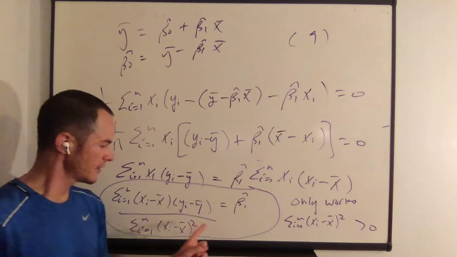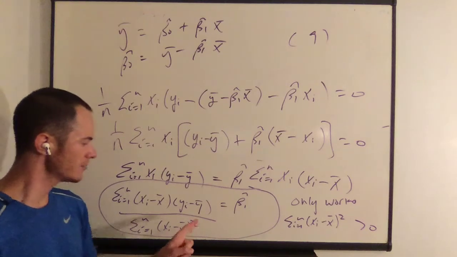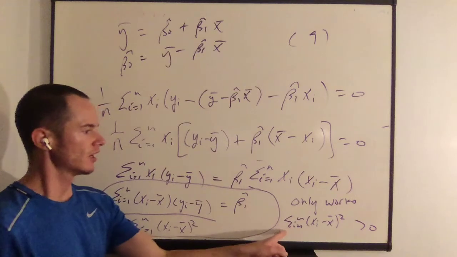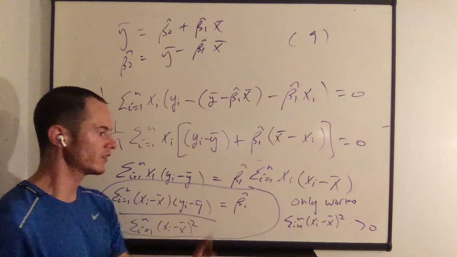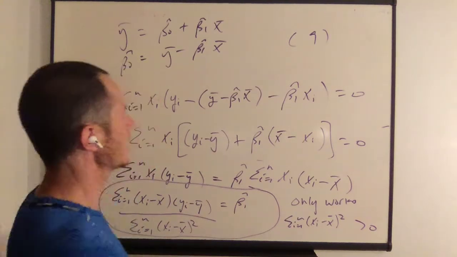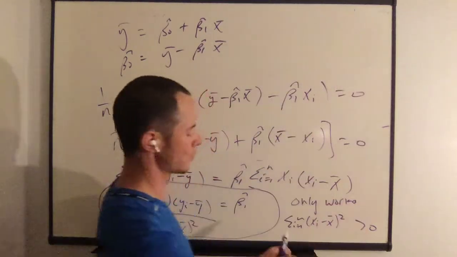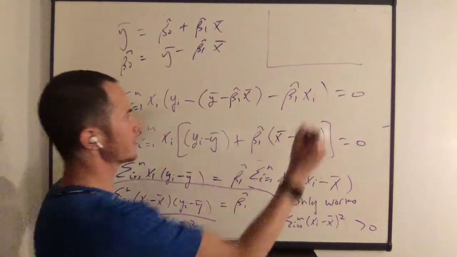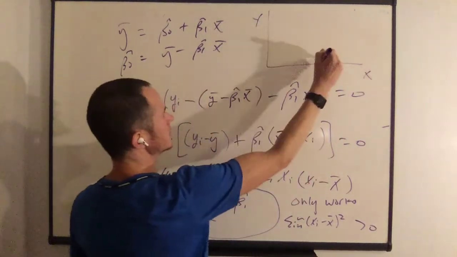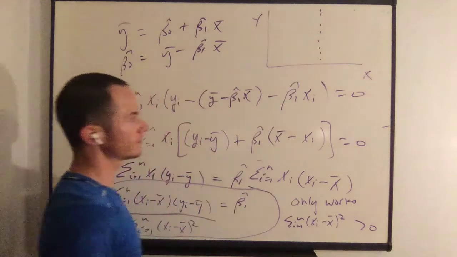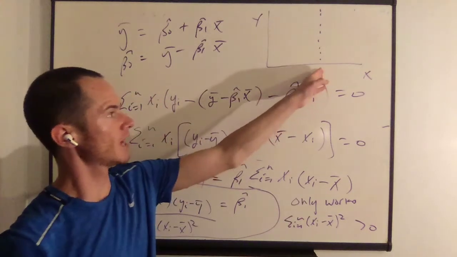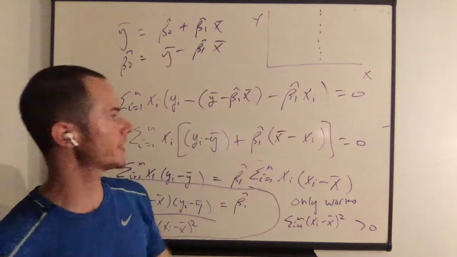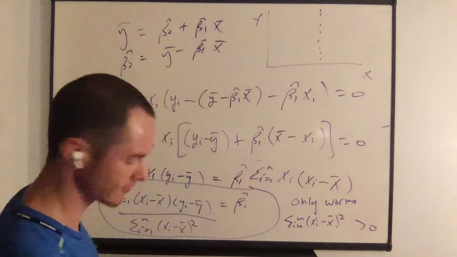That would not be identified. Dividing by 0 is a no-no. So this only works if we have some variance in x, and we can plot that real quick. What are we trying to do? We're trying to look at how y varies with x, and if we have observations on x which are all the same value, then y does not vary with x because there's no variation in x. All right, folks.